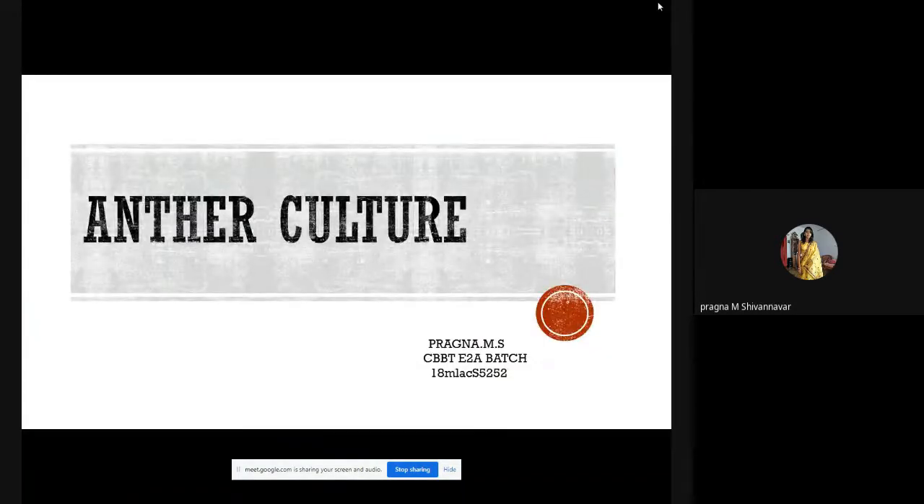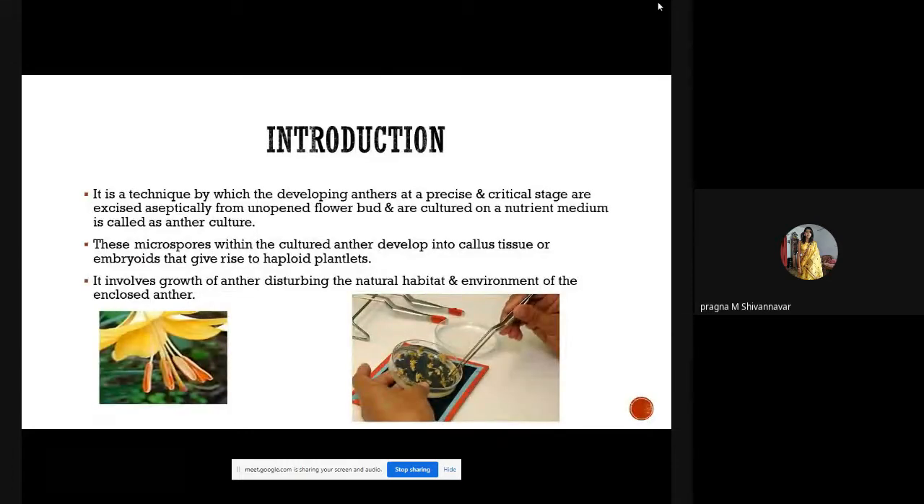Good morning, one and all present here. I've chosen a paper on the topic anther-culture. Anther-culture is a technique by which the developing anthers at a precise and critical stage are excised aseptically from unopened flower bud and are cultured on a nutrient medium. The microspores within the cultured anther develop into callus tissue or embryos that give rise to haploid plants.